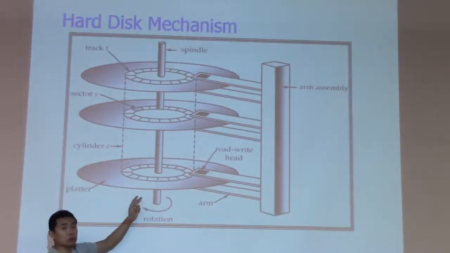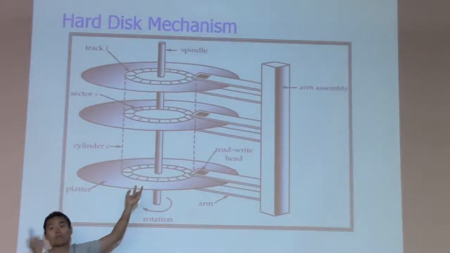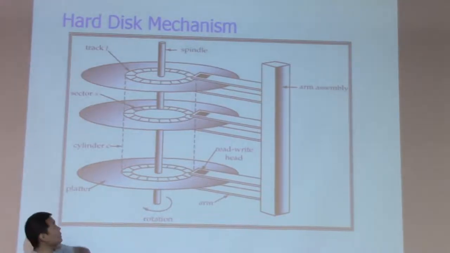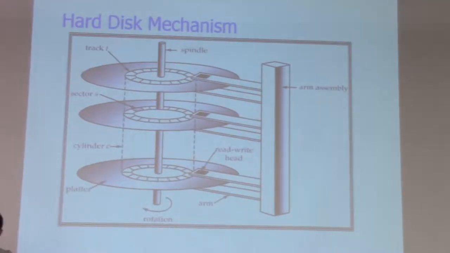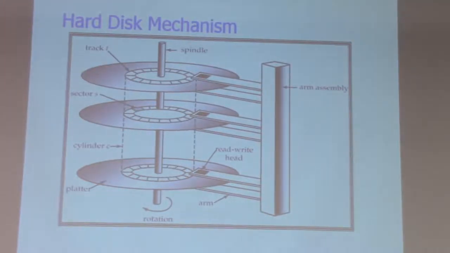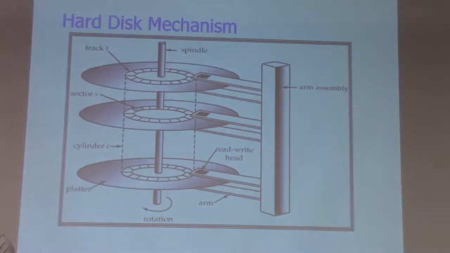When the spindle rotates, it takes all the platters along with it. So all the platters will rotate all the time as well. And you have multiple platters attached to a spindle. And each platter has two surfaces, top and bottom. And each surface is nothing else but a magnetic field that can represent 0 and 1.